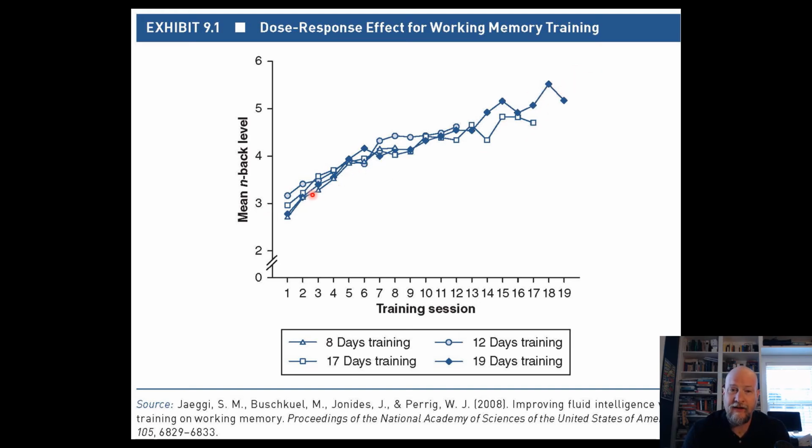And this is why you sometimes need multiple post-tests, because each of these dots on the line represents the average performance for people within that group after each session. And so there's multiple post-tests throughout the process.